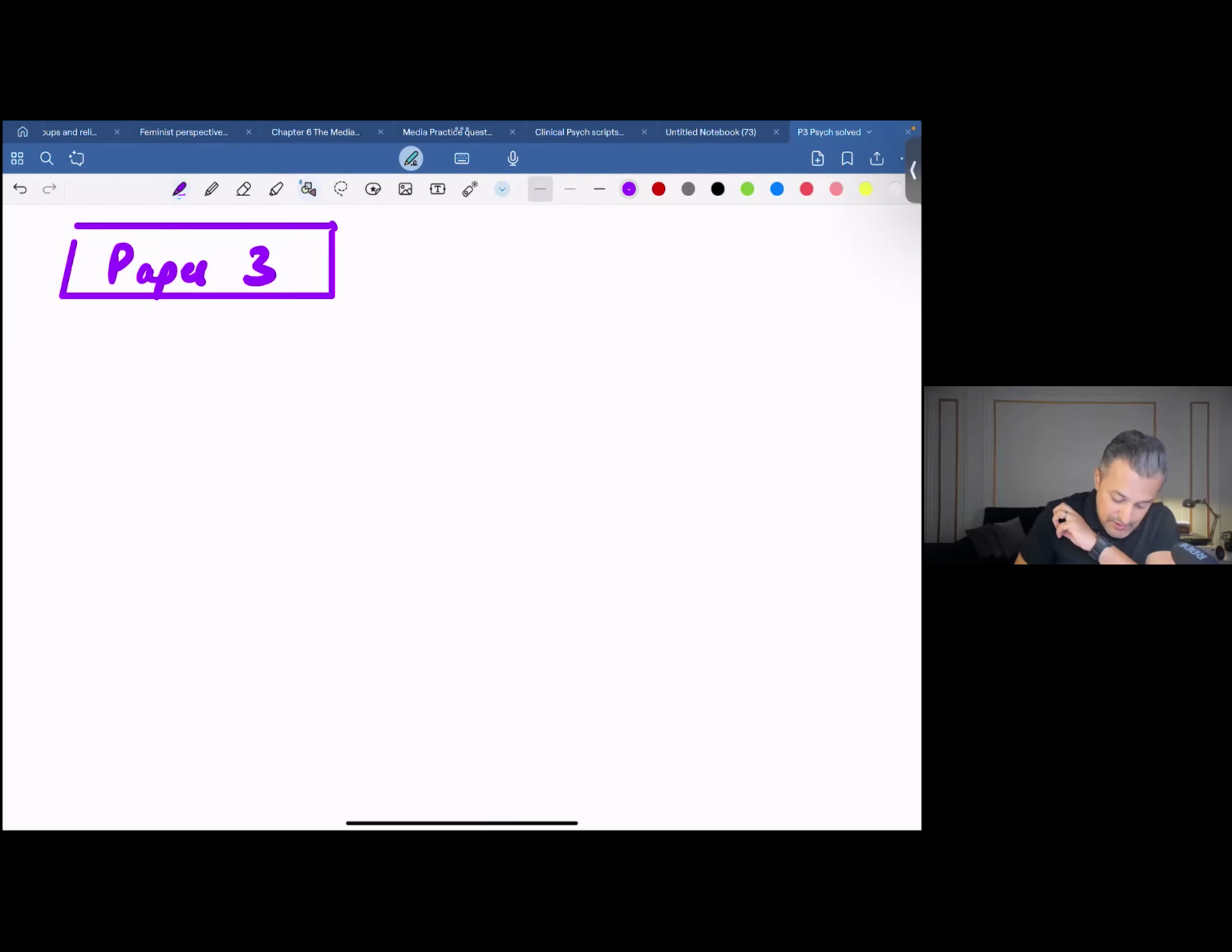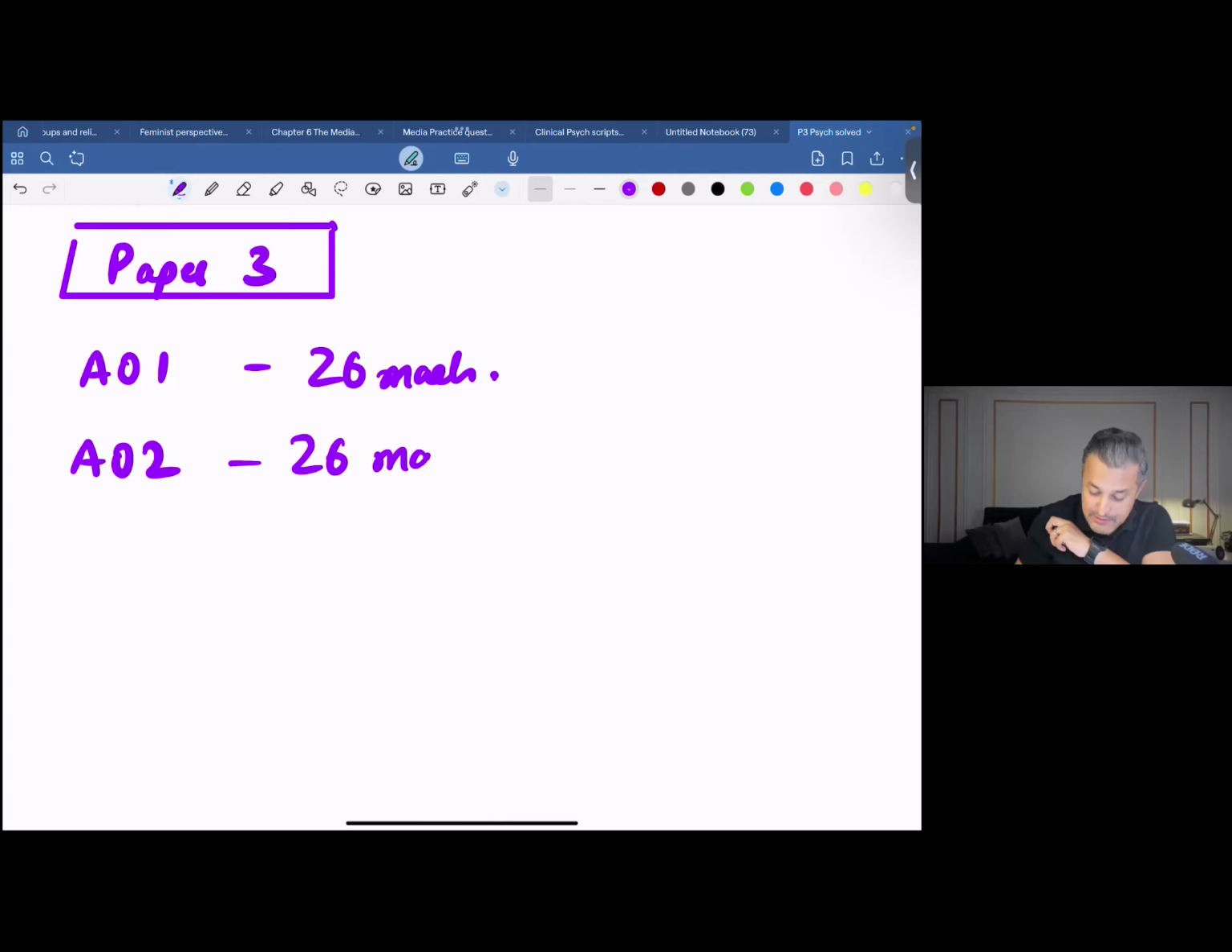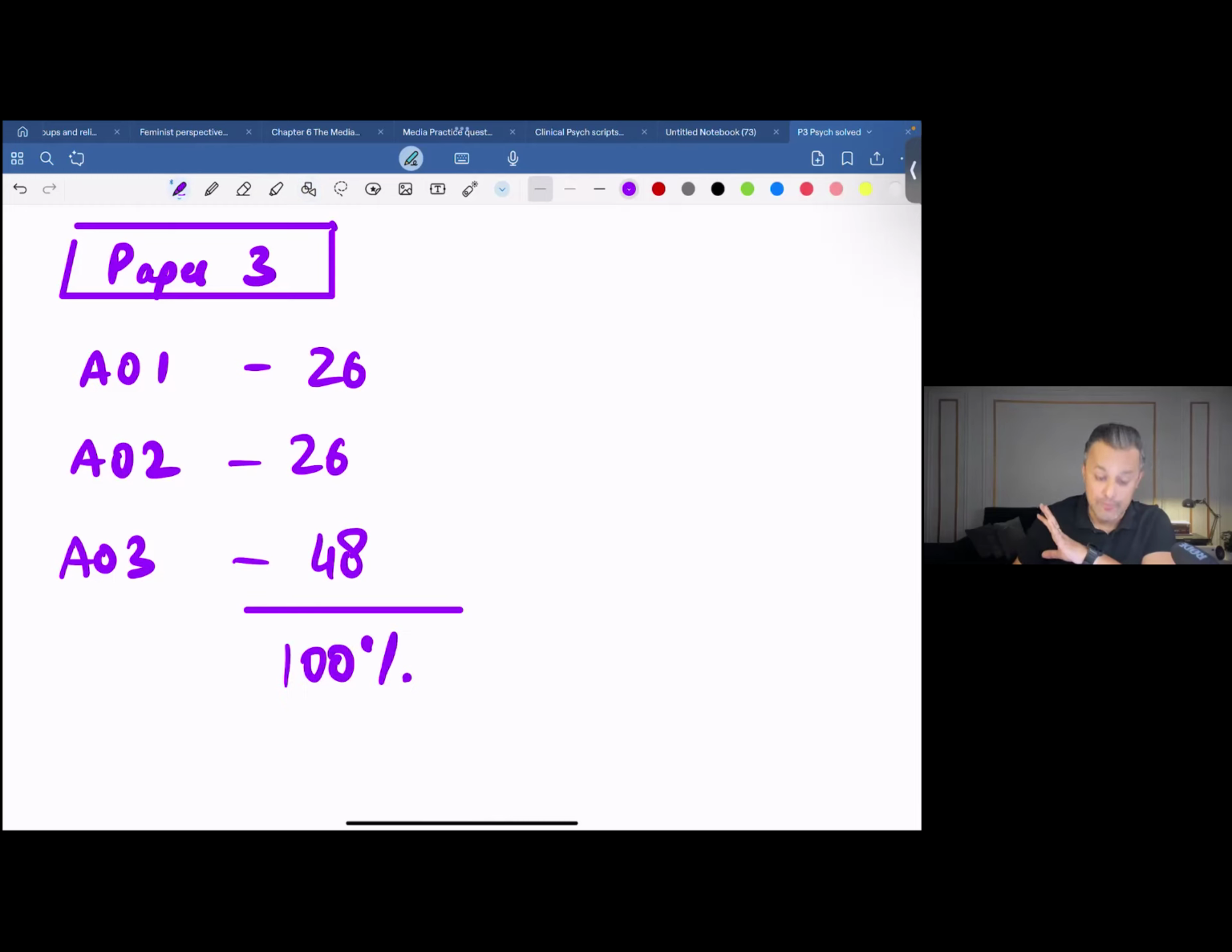For paper 3, assessment objective number 1, that is knowledge and understanding, is 26 marks. And AO2 is also 26 marks. And AO3 is 26 and 26, we're left with 48. Not marks, I'm sorry, this is percentage, my bad. So it's 26, 26, and 48. This is the percent here. So this would make it 100%. So this is how your paper is made.